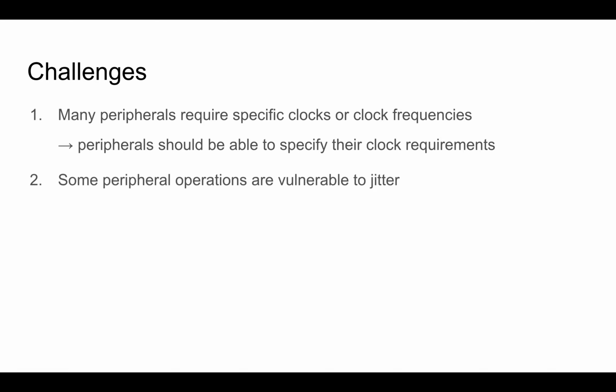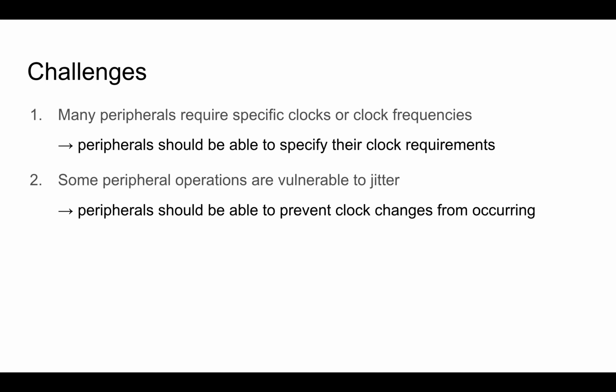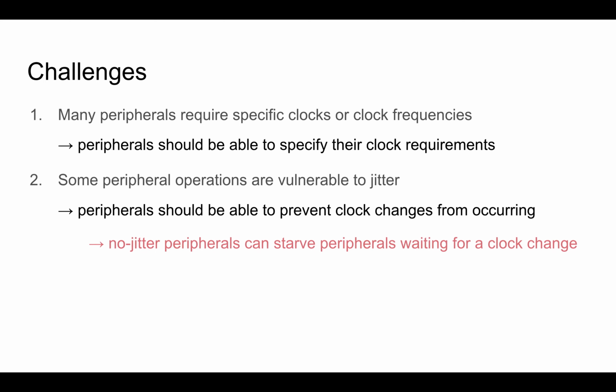Some peripherals are also vulnerable to jitter and can produce incorrect results should a clock change occur in the middle of their operation. For instance, if the clock were to change in the middle of a UART transmission, the receiver may sample the wrong bits. To ensure operation correctness, peripherals should have the option to prevent clock changes from occurring while they have ongoing operations. However, this introduces new problems. No-jitter peripherals can starve other peripherals waiting for a clock change. Fortunately, energy-limited applications rarely keep operations that require the clock perpetually active.